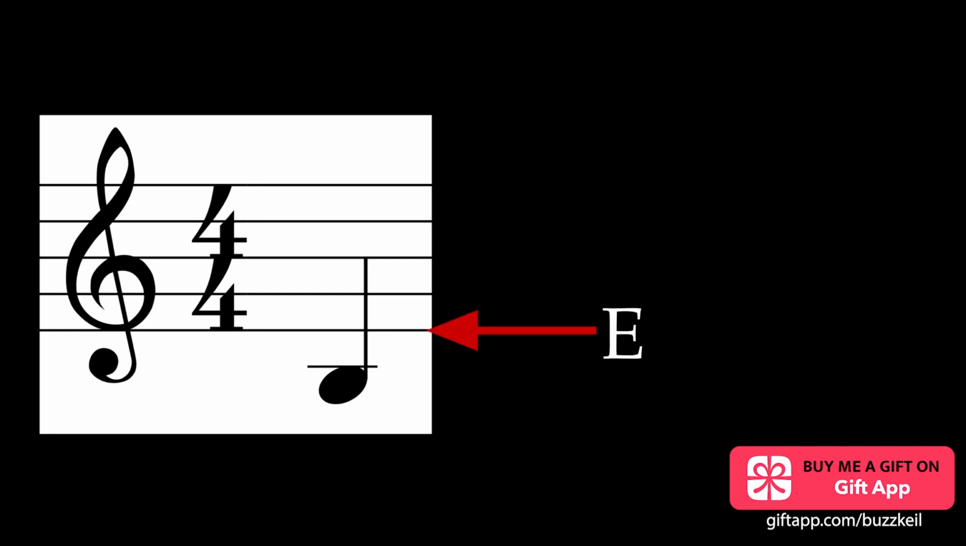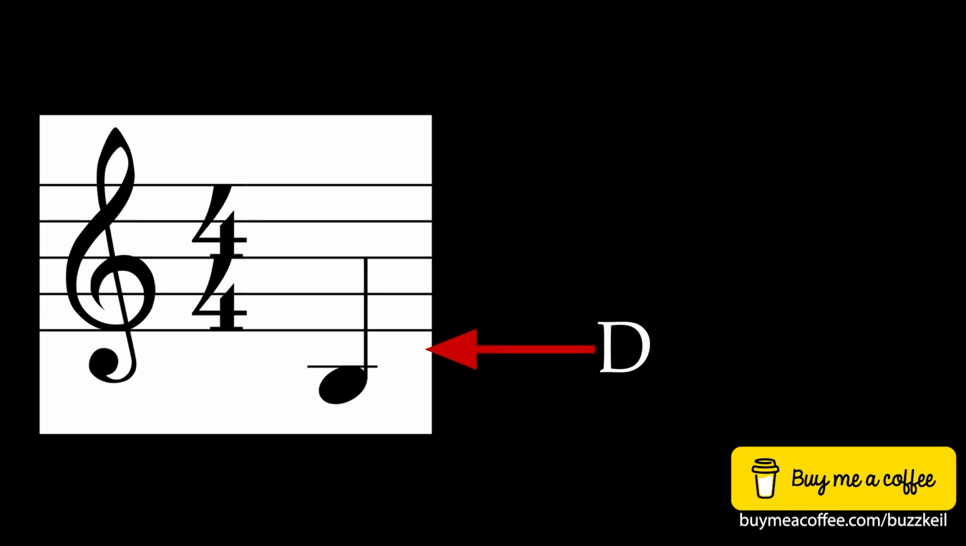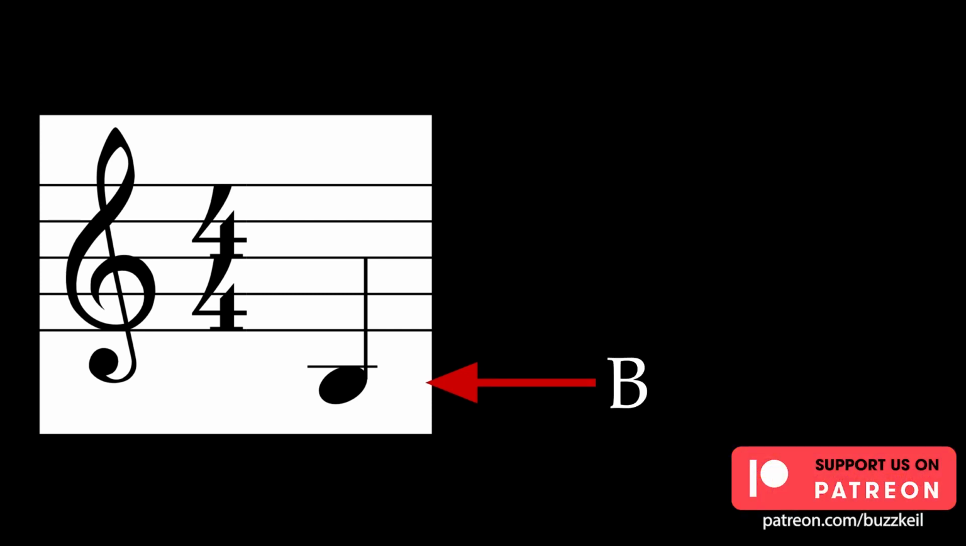Take a look at this note here. What note is this? Well, it's in the treble clef, below the bottom line. The bottom line is an E, so let's go backwards from there. Below E we have a D, and then a C, and finally a B. So this is the note B.